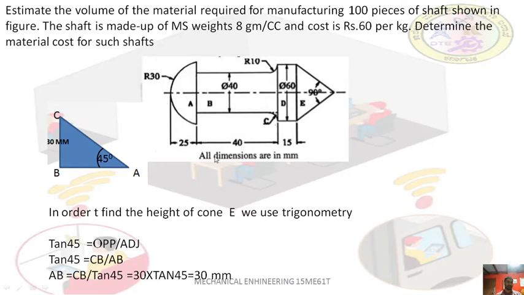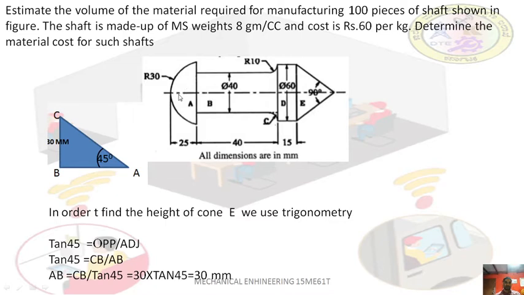In order to find the volume of this component, you have to split this component into simple geometry. Then you need to find the volume of each part, add all these volumes, then multiply by density, which will give the weight of one component. Multiply it by the cost, which gives the cost of one component, then multiply by 100 pieces, which gives the cost of 100 pieces. By splitting, we have four geometries here, 1, 2, 3 and 4.